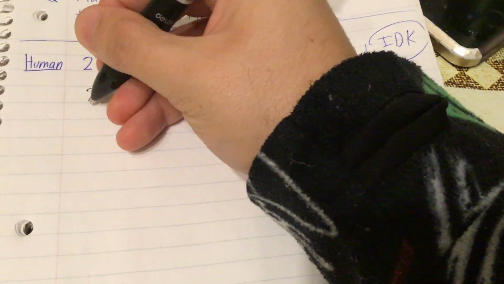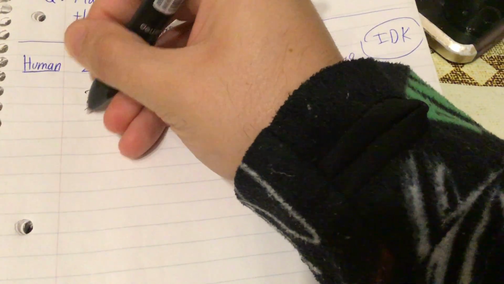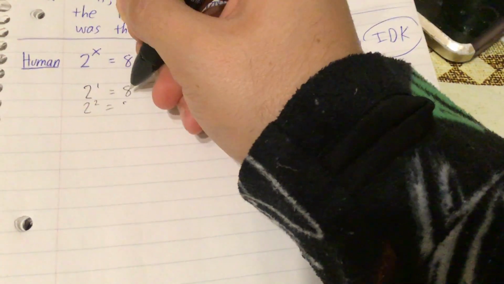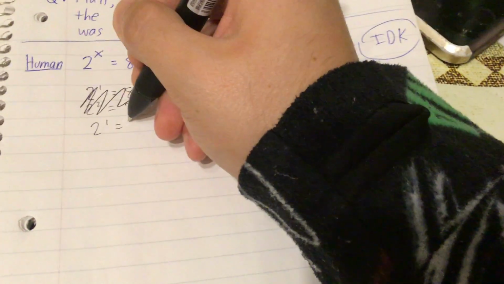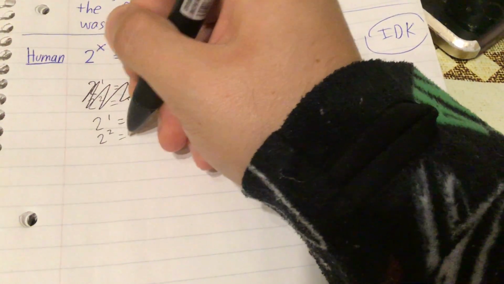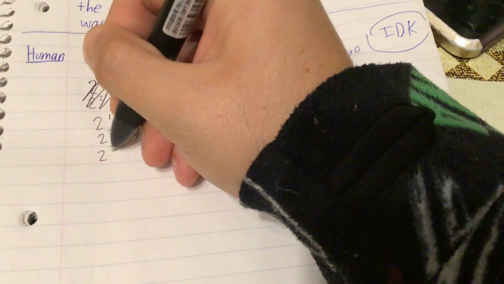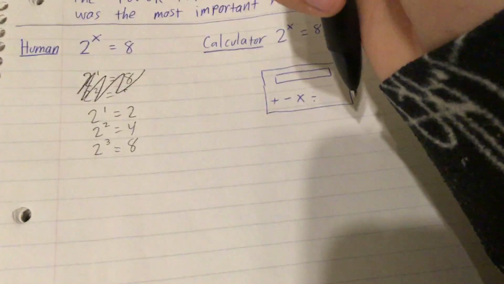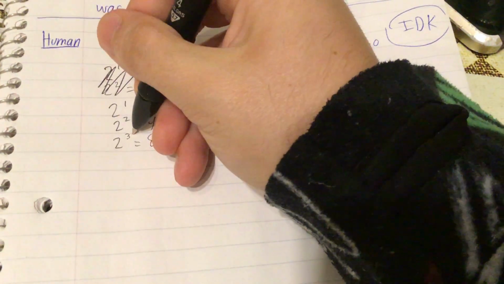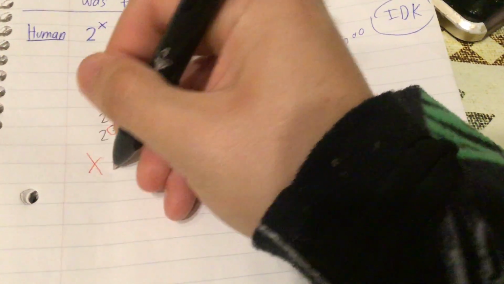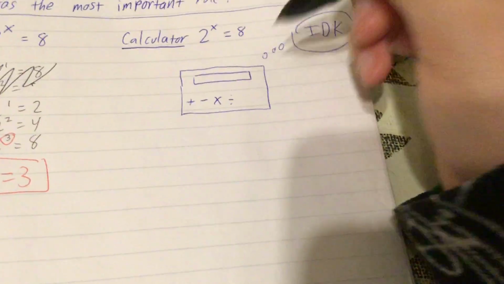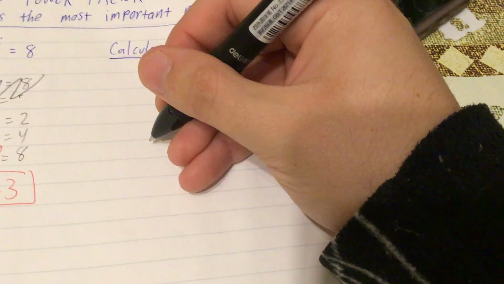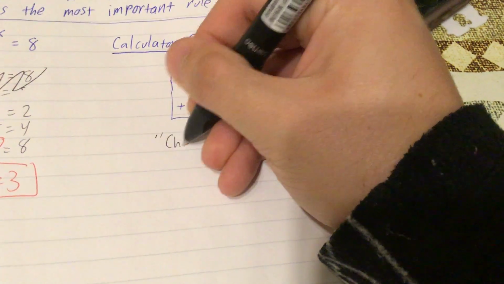You go, 2 to the first is 2, 2 squared is 4, 2 to the third is 8. Haha, we have a winner. So that's how we do this as a human. We go x is equal to 3 because 2 to the third is equal to 8. Okay, but your calculator doesn't know how to do that. Instead, it has to use the change of base theorem.